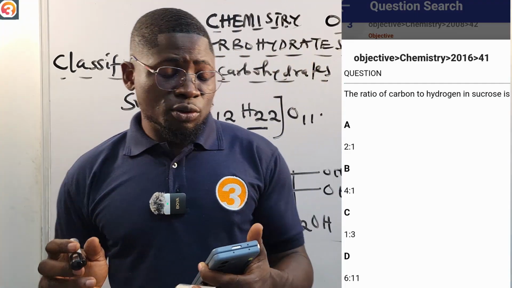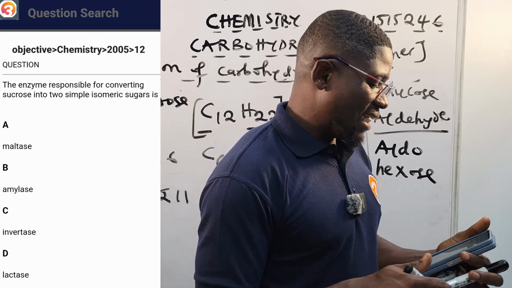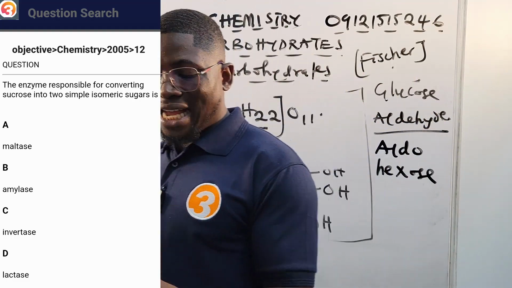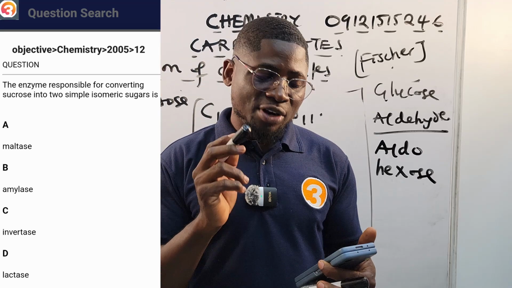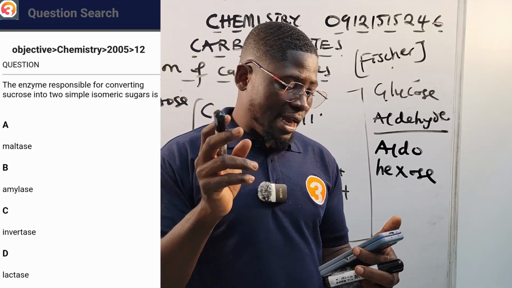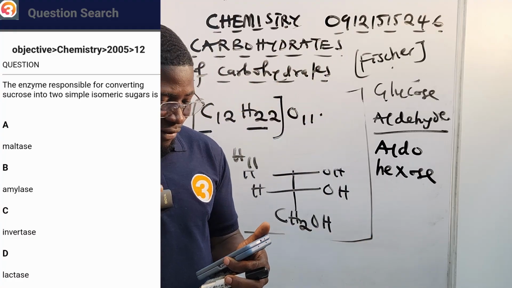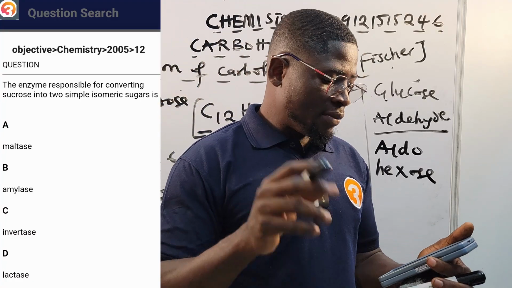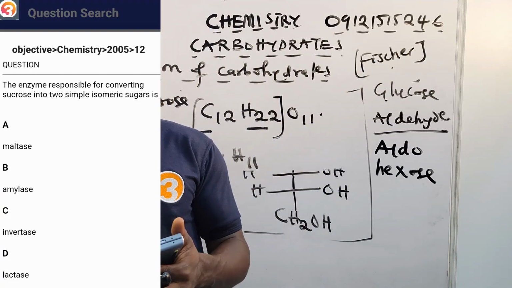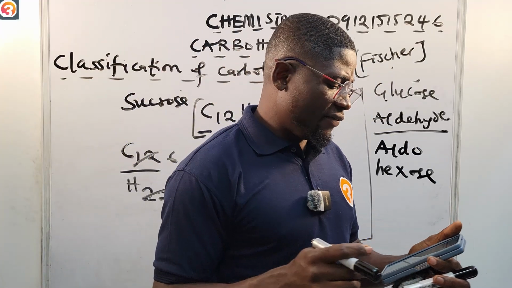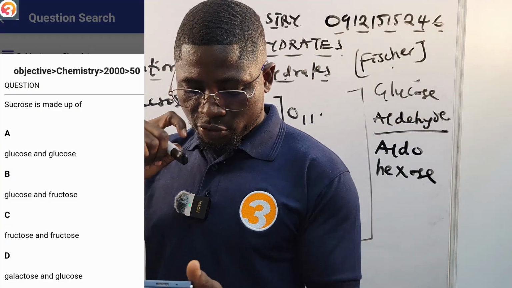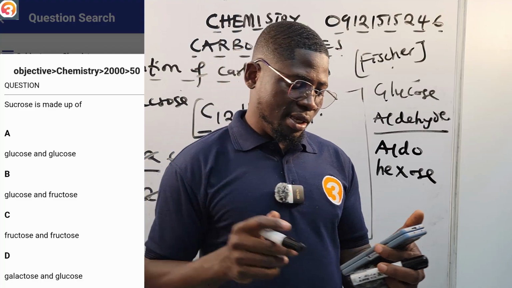Okay, so 2005 number 12 tells us about the enzyme responsible for converting sucrose into 2 simple isomeric sugars. We said that it is invertase. A says maltase, B says amylase, C says invertase, D says lactase. All right, now 2000 number 50. They say sucrose is made up of glucose and fructose. That will be option B, which is very correct.